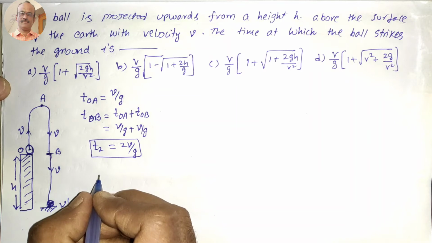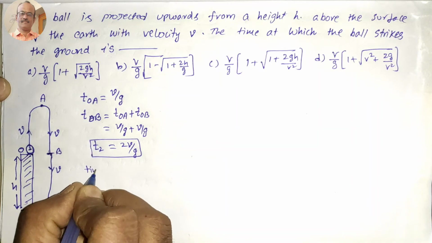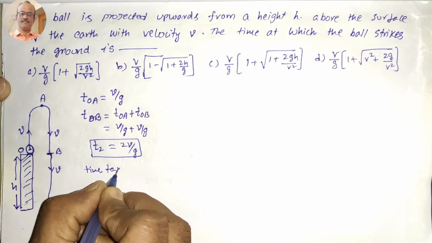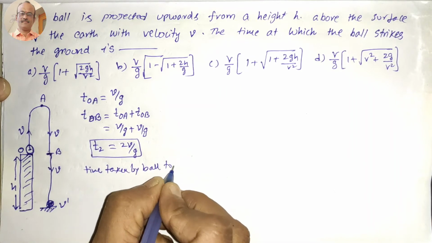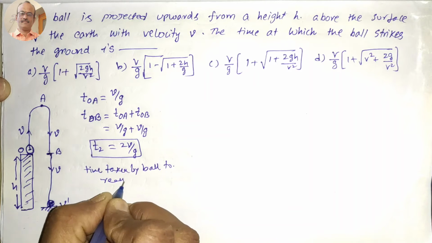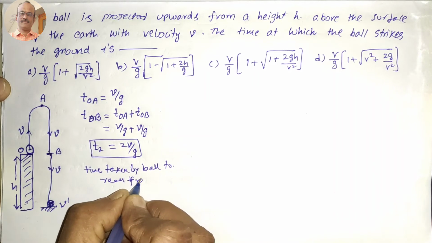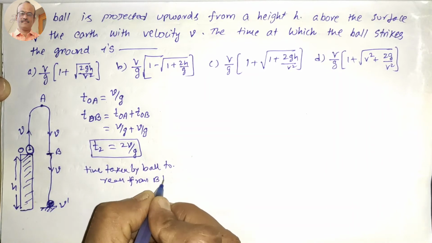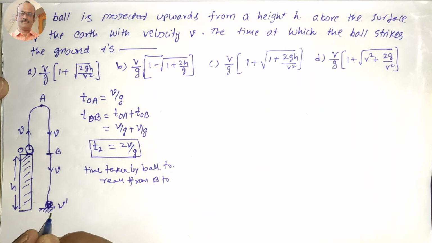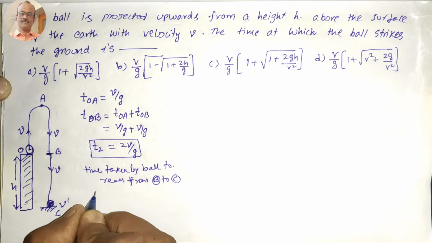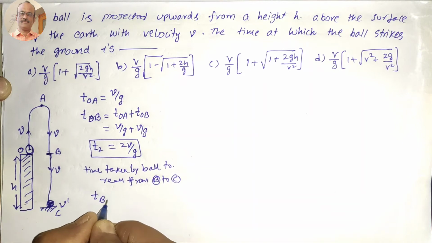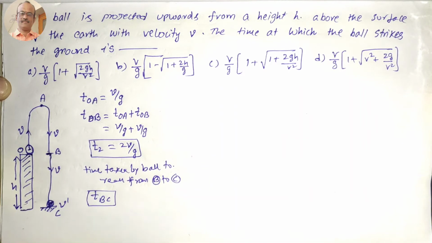Then afterwards we want to find the time taken by the ball to reach from B to, here the position we will take as C. So from B to C. That means the time taken to reach from B to C. This one we will calculate.